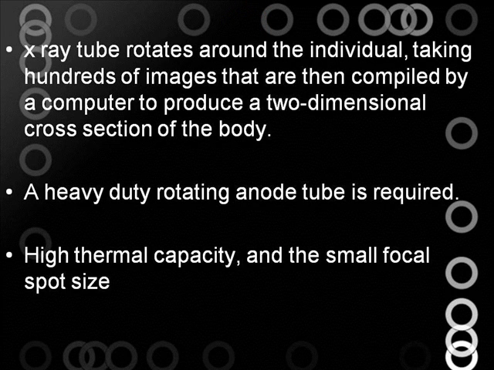The X-ray tube rotates around the individual, taking hundreds of images that are then compiled by a computer to produce a two-dimensional cross-section of the body. CT also uses heavy-duty rotating anodes and high thermal capacity, and a small focal spot size is also used.